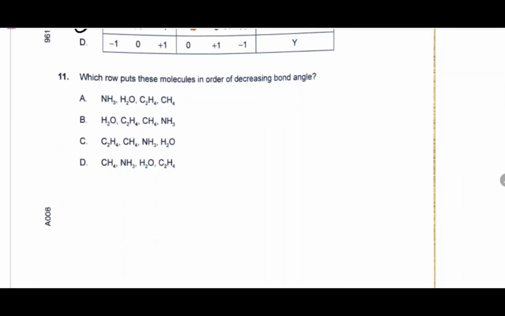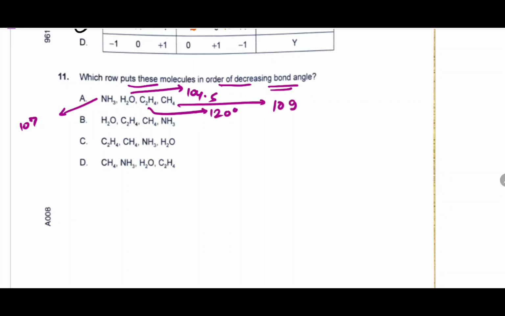Question 11 says, which row puts these molecules in order of decreasing bond angles? There are 4 different molecules. One is ammonia, bond angle 107, H2O bond angle 104.5, C2H4 bond angle 120 degrees, and CH4 bond angle 109.5 degrees. Now we have to arrange them in decreasing order. First I put the molecule having the highest bond angle, which is C2H4 at 120, then CH4 at 109.5, then ammonia at 107, and then water. The answer is C. So this is the decreasing order of bond angle.